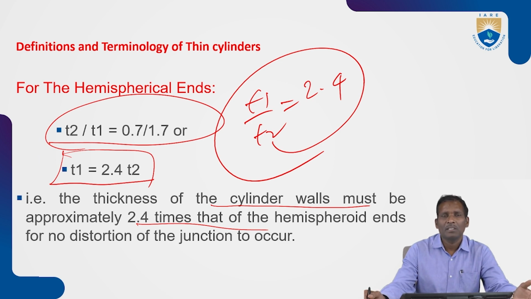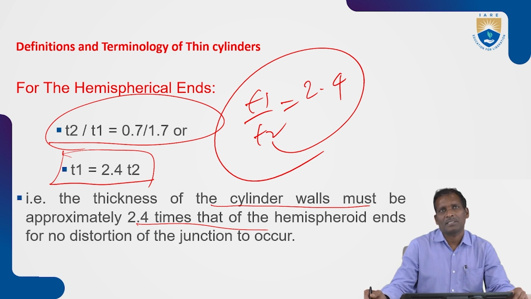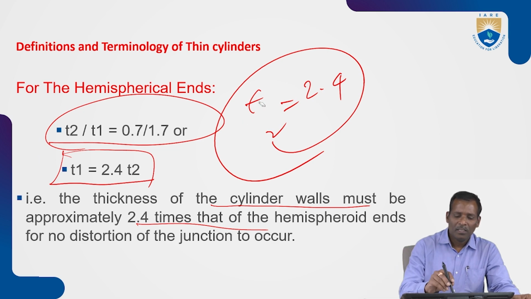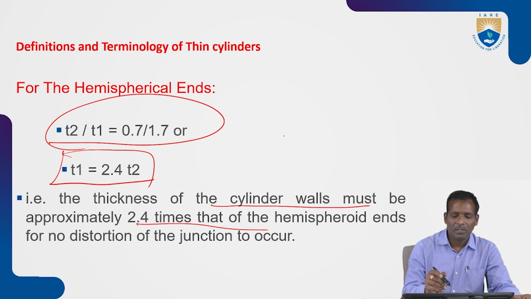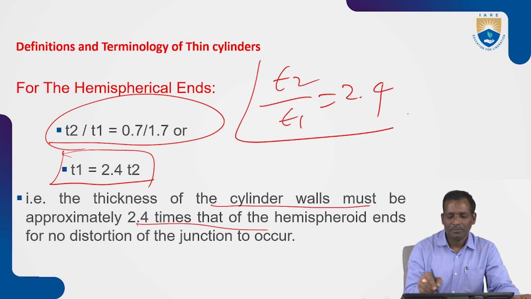In the examination, they may ask what is the ratio of thickness of a thin cylindrical shell. Ratio of thickness means that of the cylinder and the hemispherical ends. In the examination, you just have to write t2 by t1 is equal to 2.4.